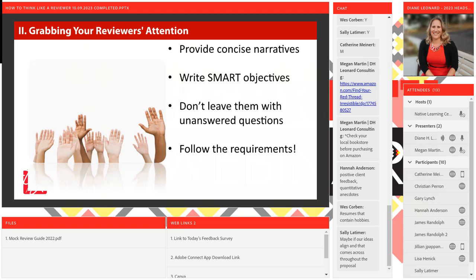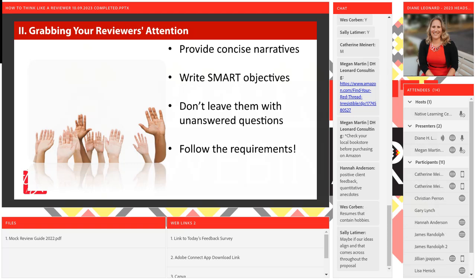A few other ideas that I had, things that make me smile, concise narratives. Just because we had 4,000 characters doesn't mean you need to use all 4,000 characters. If you can do it in 3,200 characters, that's fantastic. Remember, reviewers are reading a stack of proposals, so if you can say what you need to in a concise, short manner, that is always going to make a reviewer smile.